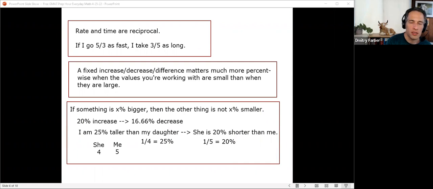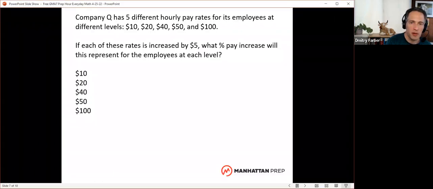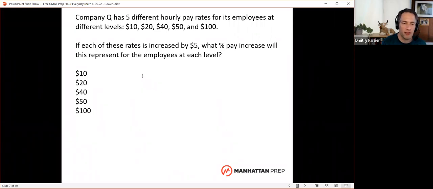So let's look at this. Hope no one's too shaken by a discussion of income inequality, right? Look, here are people making a lot of different pay rates. And we don't have to have any given opinion about whether we should give them raises or anything like that. But if we are going to have opinions, we ought to get our math right. And I think that's really important. So if you look at these people who are making $10, $20, 40, 50, or 100 an hour, we want to think about the percent pay increase that it'll represent for each person.